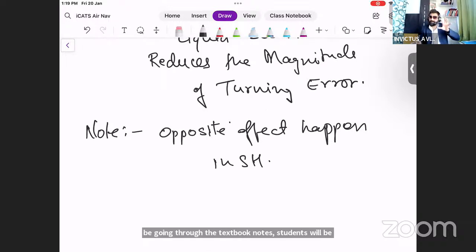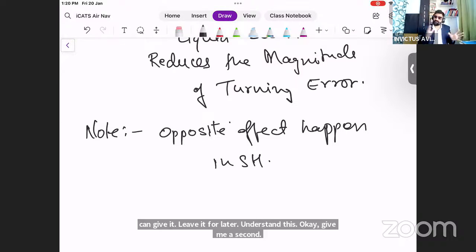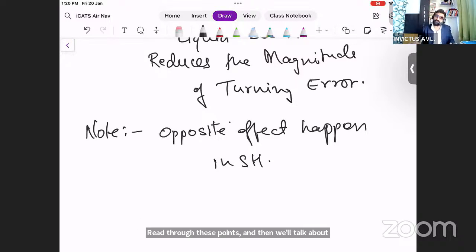Now, when you'll be going through the textbook notes, students will have to be very careful about looking at keywords only. I have tried to highlight the keywords from where I'm going to give you the notes, but still you'll have to be very careful to first focus on keywords only. The other thing, what is happening to the CG, the pivoting, right, left, and all, you can leave it for later. Give me a second, read through these points, and then we'll talk about different headings and different errors, overreading, underreading, clockwise, anti-clockwise. I'll be just back.